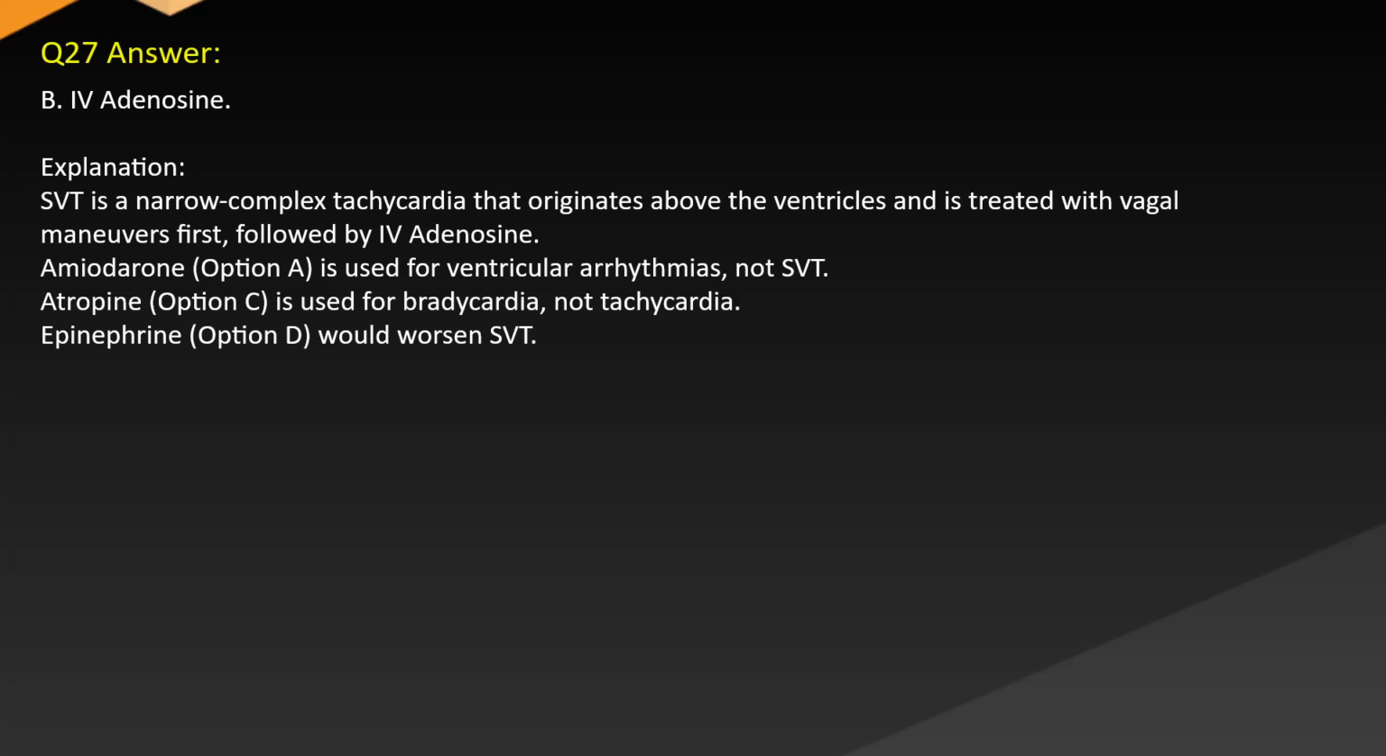Answer: B. Adenosine. Explanation: SVT is a narrow complex tachycardia that originates above the ventricles and is treated with vagal maneuvers first, followed by adenosine. Amiodarone, option A, is used for ventricular arrhythmias, not SVT. Atropine, option C, is used for bradycardia, not tachycardia. Epinephrine, option D, would worsen SVT.